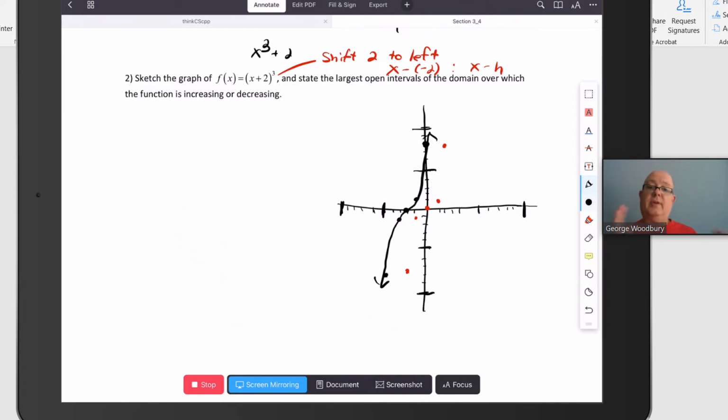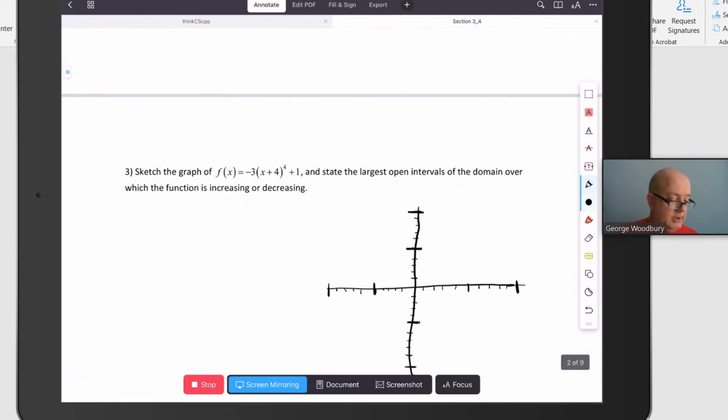Now, just like the last graph, and by the way, you can see with the red dot still there that we're moving 2 units to the left. In terms of increasing or decreasing, this is just like the last one. This one only goes up to the right. So the interval where it's increasing is the set of all real numbers, and as far as decreasing, it doesn't. All right, one last one.